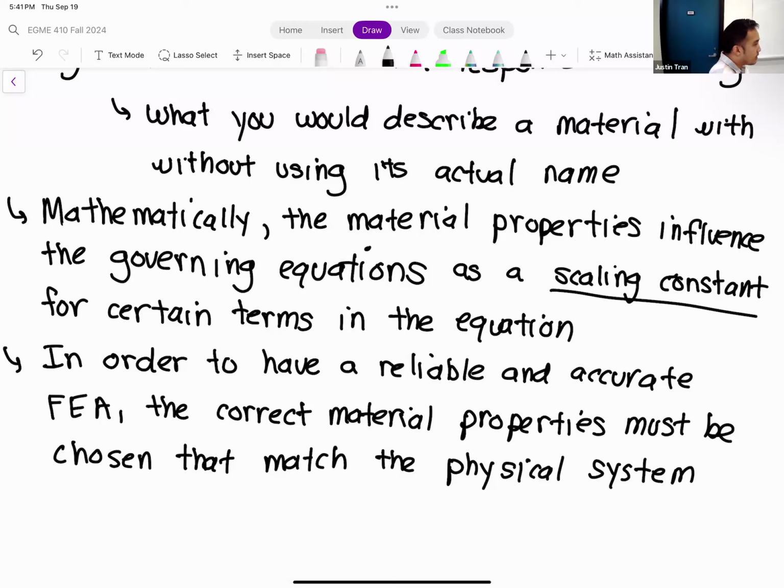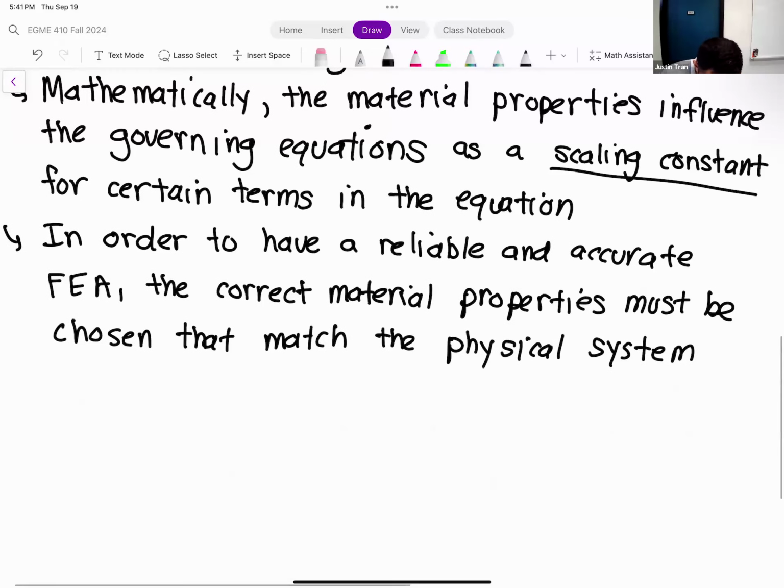Okay. If you ran the exact same simulation, so let's say you applied your fixed constraint, you applied your mesh, you applied your 100-pound loading in bending on the bike crank, but instead you made the bike crank out of, I don't know, let's say plastic, you're going to get a very different result, right? You're going to get much more deformation, much more stress in that case. Okay. And so it's really important that you pick the right material property for your simulation. It seems obvious, but it has to be said.